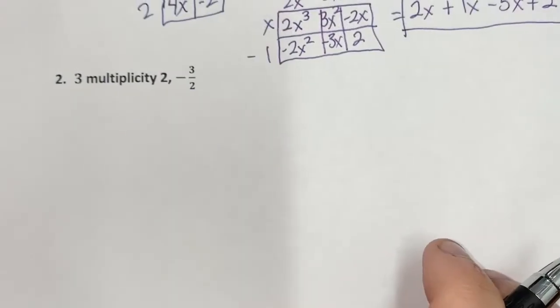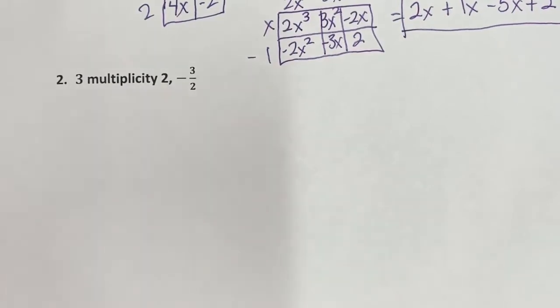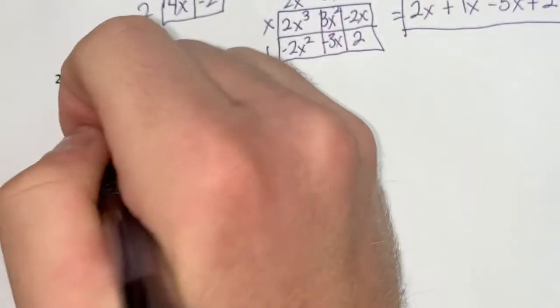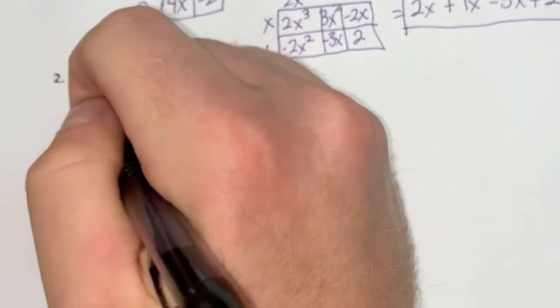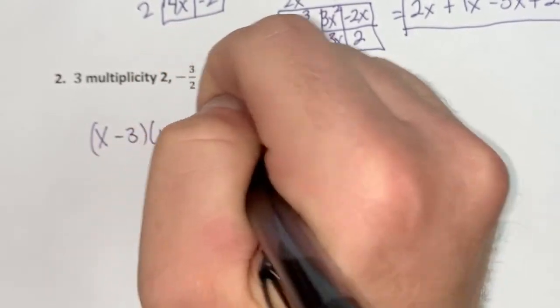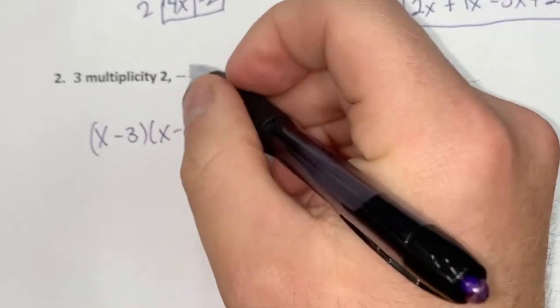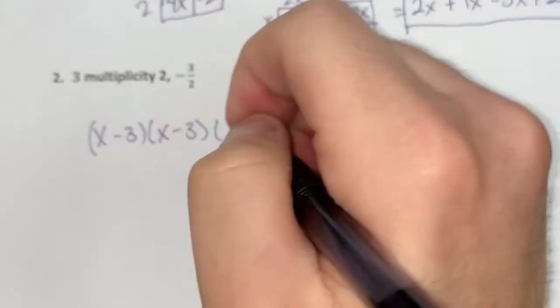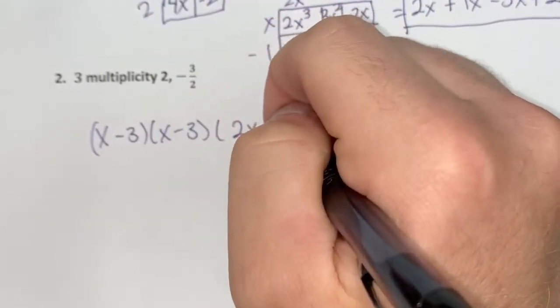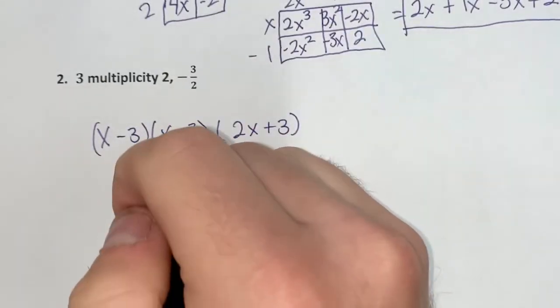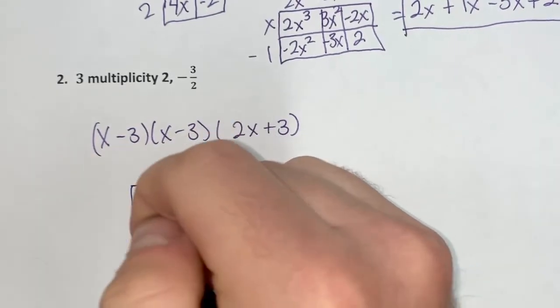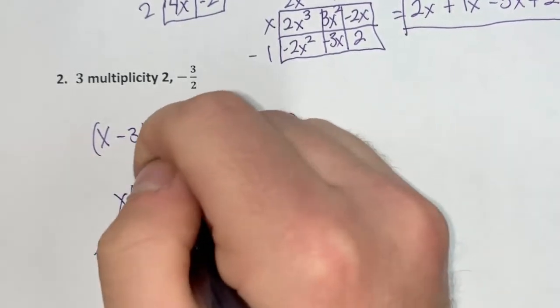All right, number 2 talks about 3 with a multiplicity of 2. All that means is that we have x equals 3 twice. So we're going to have the factor x minus 3 two times, and then negative 3 over 2 would be x plus 3 over 2, which is 2x plus 3. We multiply x minus 3 times x minus 3. We can FOIL or draw a box.